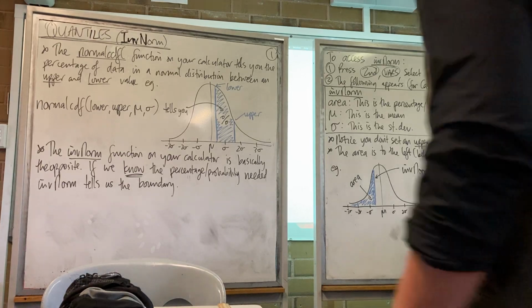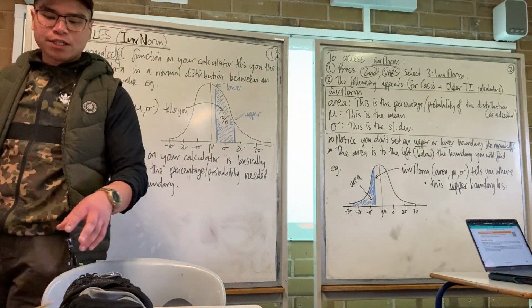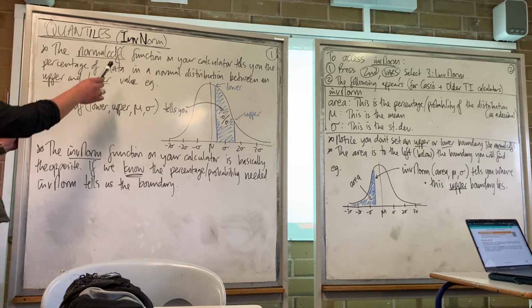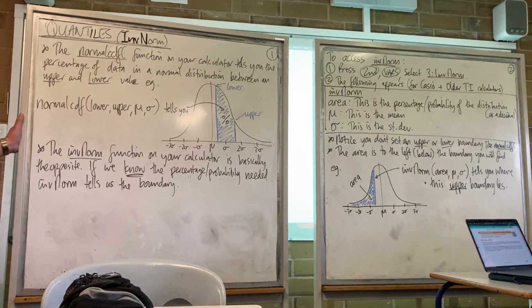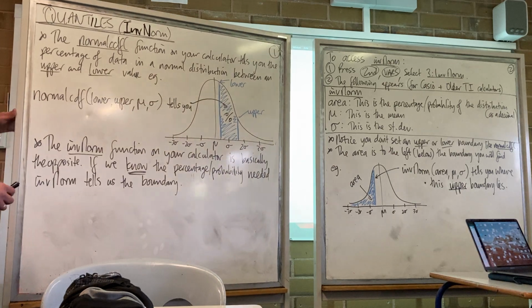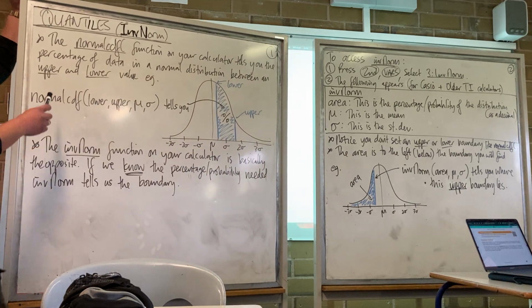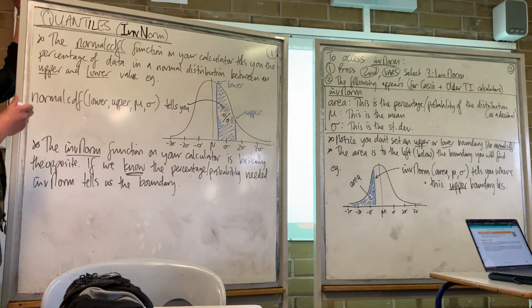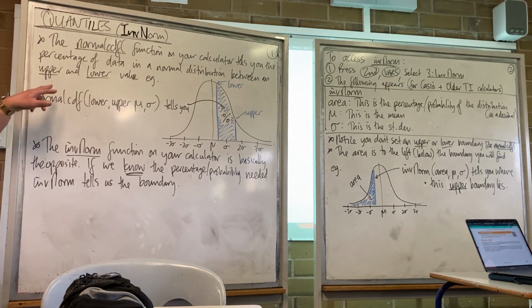Right, this lesson is the last lesson in your statistics topic. It's called quantiles, or how to use a function on your calculator called InvNorm or inverse normal. So I'm going to review what you did last lesson, which was normal CDF. The normal CDF function on your calculator tells you the percentage of data in a normal distribution that lies between an upper and lower value.